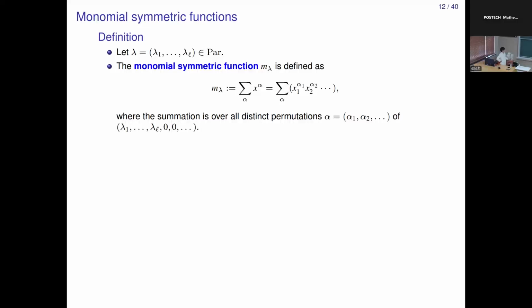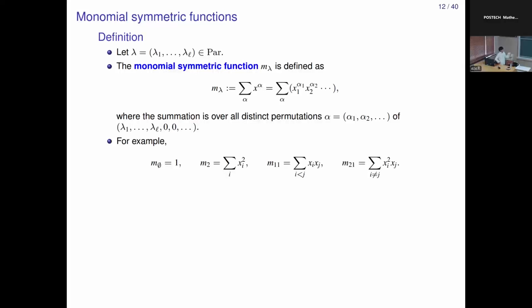So for example, if lambda is empty, this is just defined to be 1. And if lambda equals 2, then you permute 2, 0, 0, 0. So everything looks like 0, 0, 0, and 2 at some point, and then 0. So they contribute xi squared.